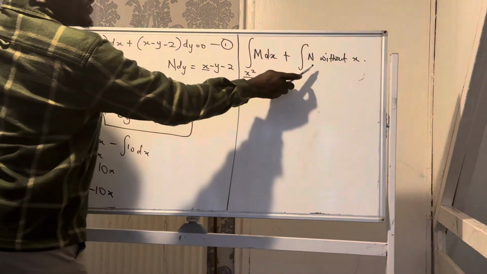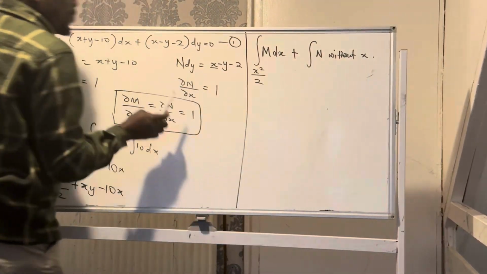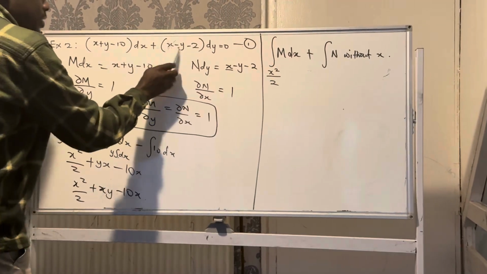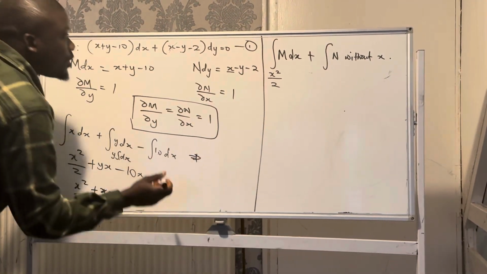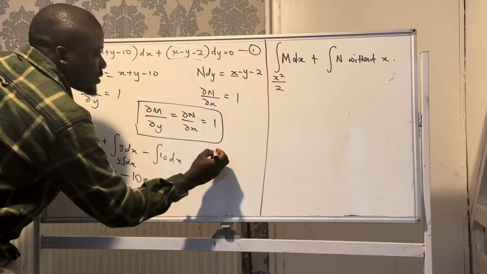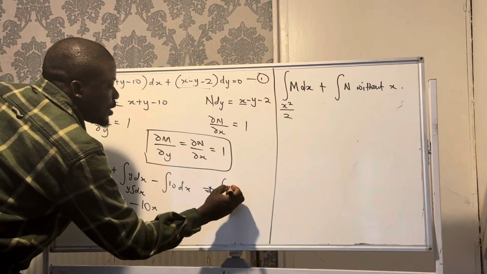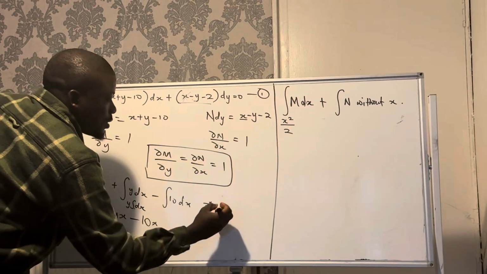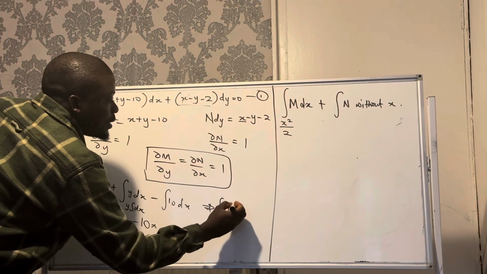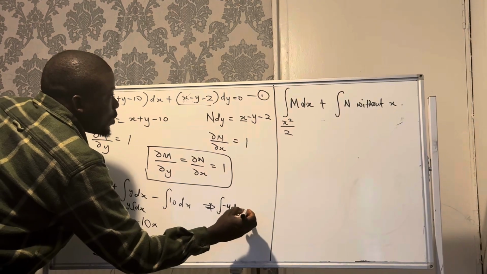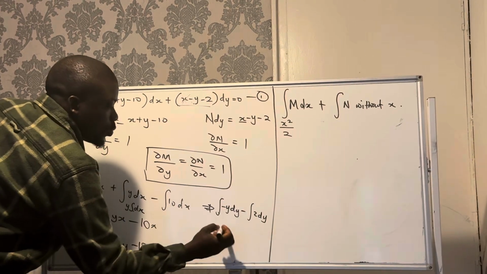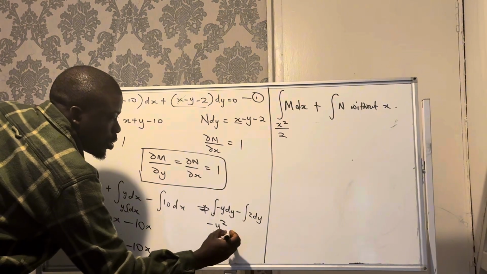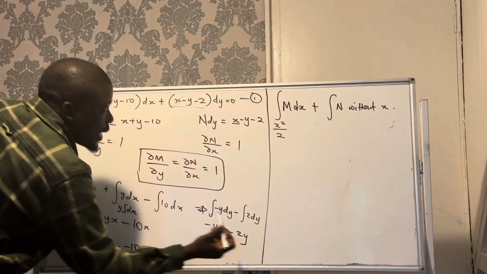Now the next one is integrate n without s. Now we have s here, so we are not integrating this. Thank God we have y here. So if we are integrating this, let me simplify it further. If you look at this, it's the same as integrate s. We are not integrating this, as I said earlier. So we are left with this. Integrate minus y dy minus integrate 2 dy. So we are going to have minus y squared all over 2 minus 2y.